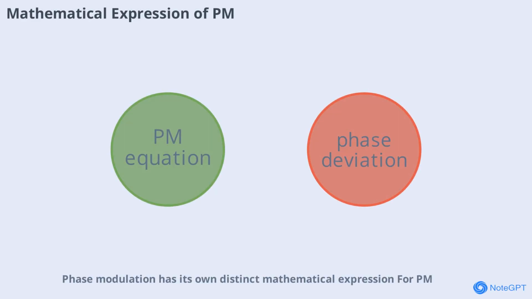Phase modulation has its own distinct mathematical expression. For PM, the equation is s(t) = Ac cos(2π fc t + kp m(t)), where kp is the phase sensitivity and m(t) is the message signal.